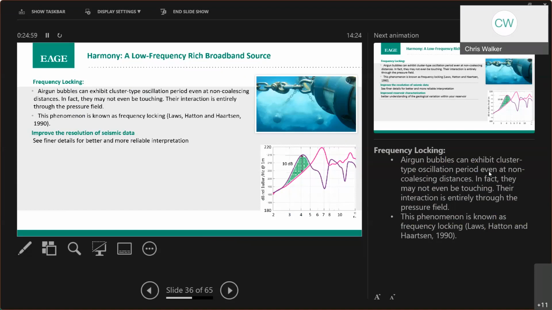Here again, compared to a conventional array, we see about a 10 dB improvement in low frequency output at 4 hertz. So not quite as low as Gemini or TPS, but certainly better than conventional air guns. Next slide, please.